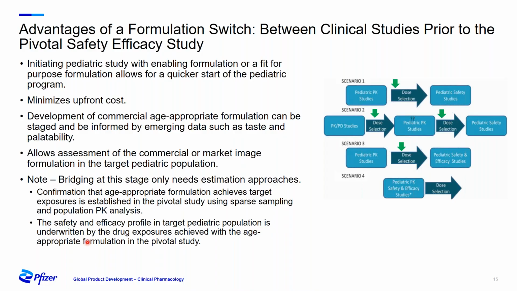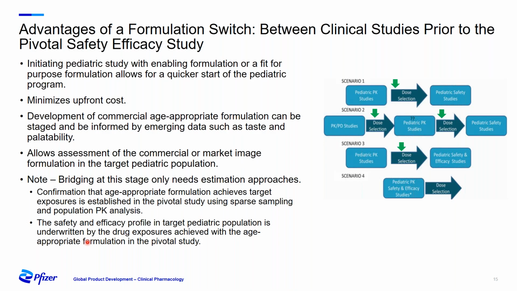So the advantage of initiating the pediatric study with an enabling formulation, in spite of the fact that we know that we will require some form of bridging, is that with an enabling or fit-for-purpose formulation, it allows for a quicker start of the pediatric program. It minimizes upfront cost, and the development of the commercial age-appropriate formulation can be staged and be informed by the emerging data such as taste and palatability. This also allows the assessment of the commercial or market image formulation in the target pediatric population.